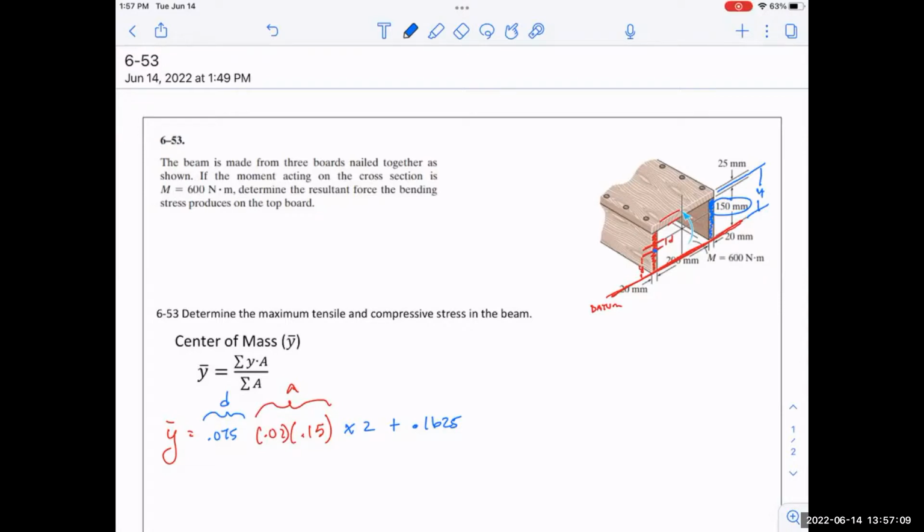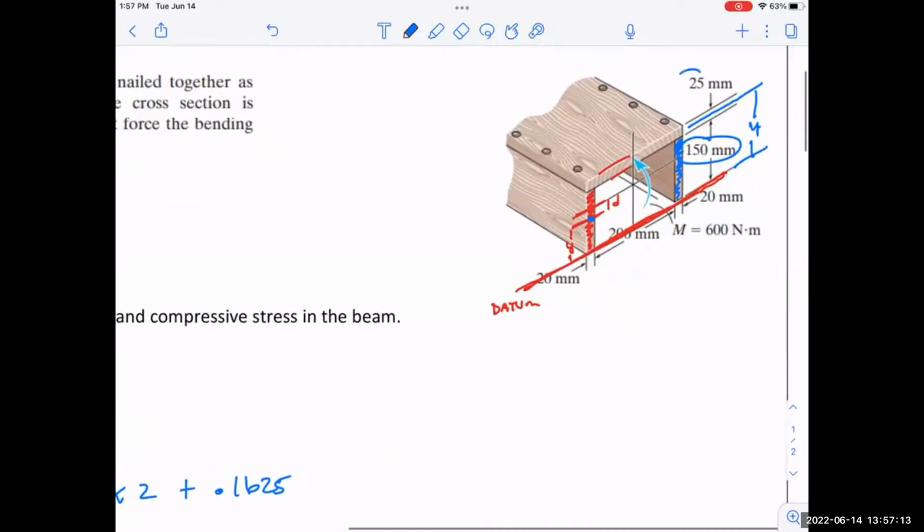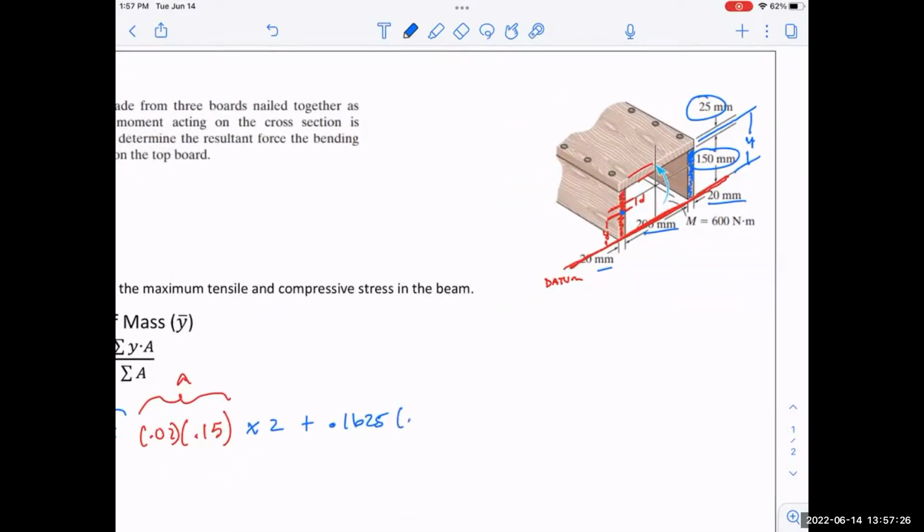And its area. What is its area? Notice I got to work a little bit for that area. I can see it's 25 tall, but they never told me the whole width of it. They told me it's 20 here and then another 200 in the middle and 20 more there. So that's a total of 240 all the way across the top. So it's 25 by 240.